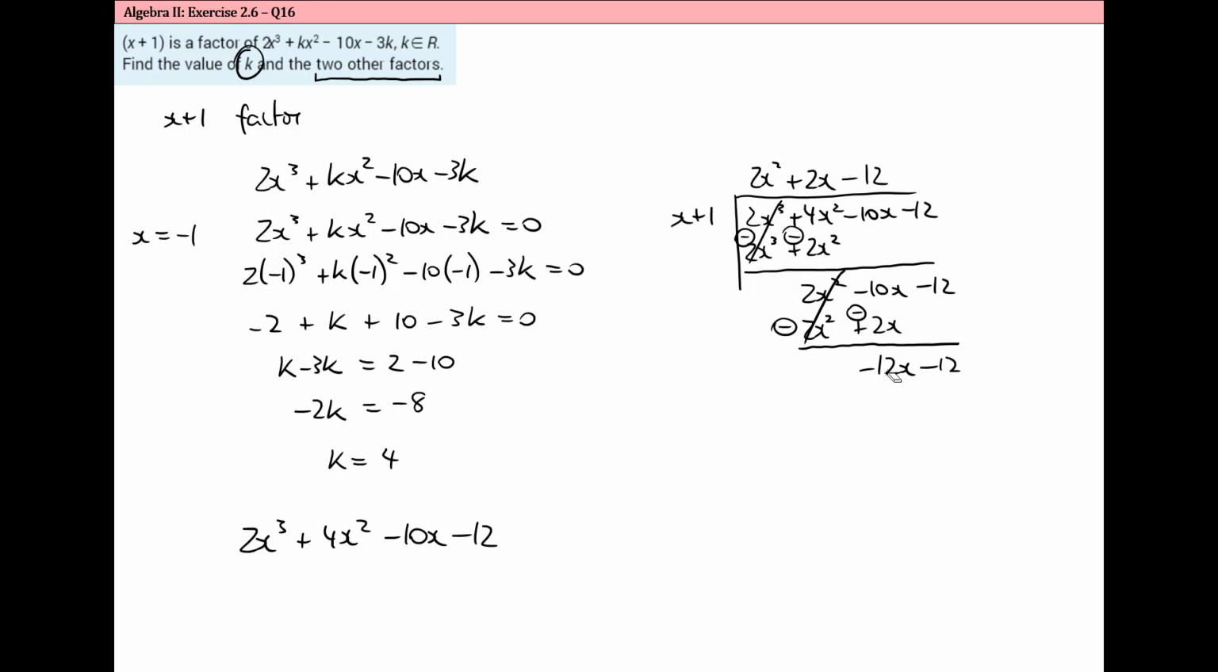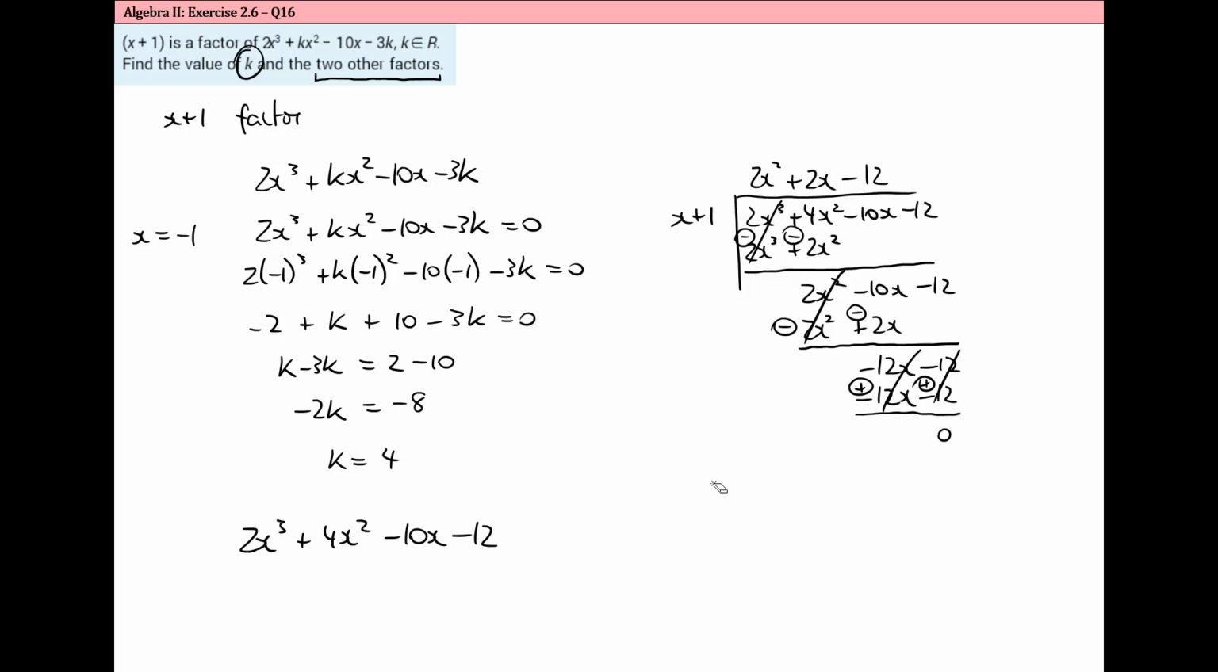We're going to multiply minus 12 by x to give us minus 12x, minus 12 by 1 to give us minus 12. Draw a line underneath, subtract the bottom line from the top line by changing both the signs, and both terms will cancel this time to give us a remainder of 0, which confirmed that x plus 1 was a factor as it divided in evenly.